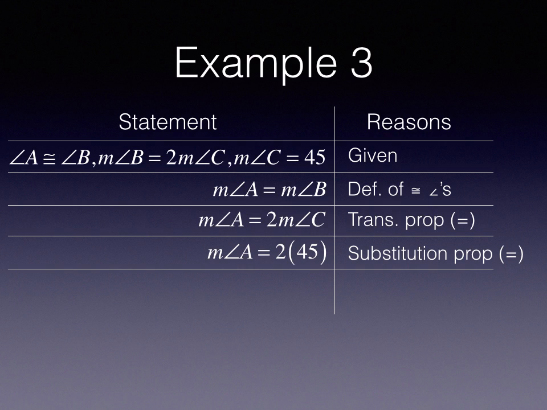So now let's actually just say, oh, it's 2 times 45. Well, 2 times 45 is 90. All right, now somebody wants to say, oh, multiplication property. No. Multiplication property is when you multiply both sides of the equal sign by the same number. No multiplication is taking place on the left side of the equal sign, so it is not the multiplication property. You are taking 2 times 45 out and putting 90 in its place. That is the substitution property.